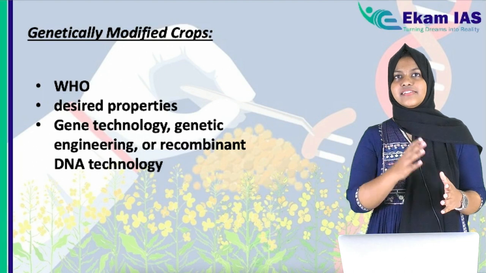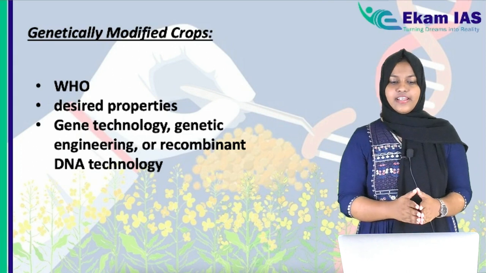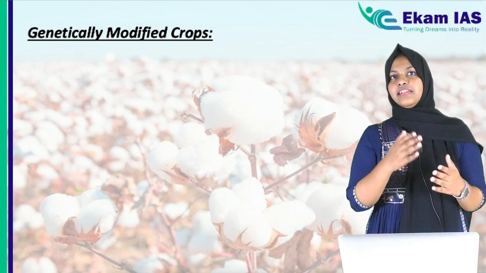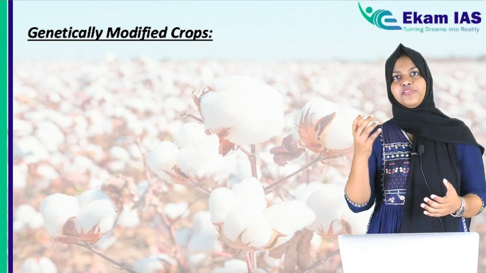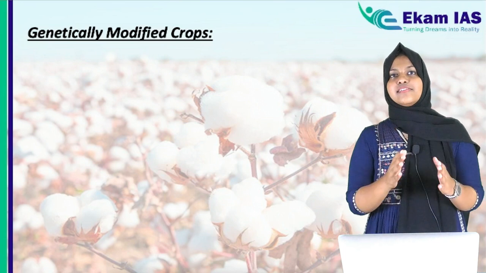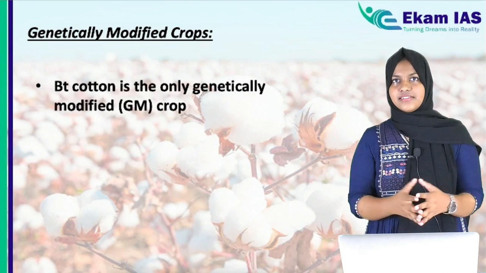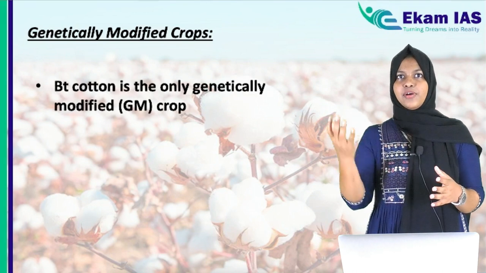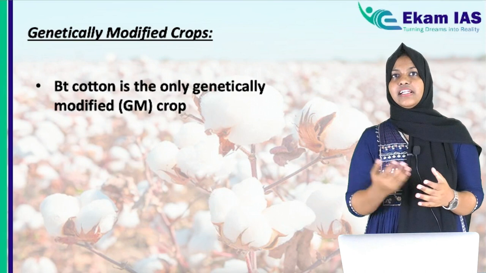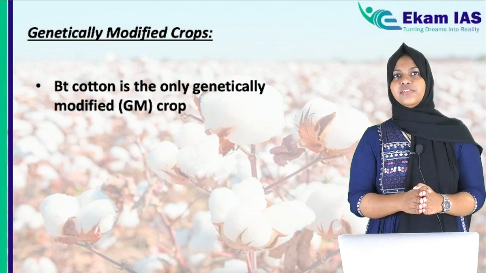And some of the technologies used for this artificial insertion of genes are gene technology, genetic engineering, or recombinant DNA technology. Now, if you remember the news, it was regarding the committee approving commercial cultivation of GM mustard. So again, the second keyword was commercial cultivation. As of now in India, only BT cotton has permission for commercial cultivation, which means large scale cultivation, and it can be exported to various countries. That is what commercial cultivation is: it is cultivated for commercial purposes.